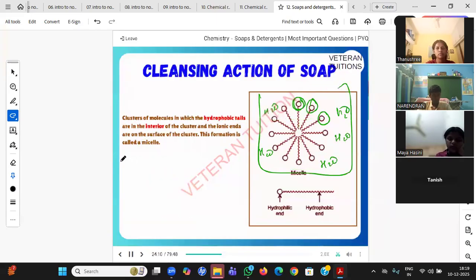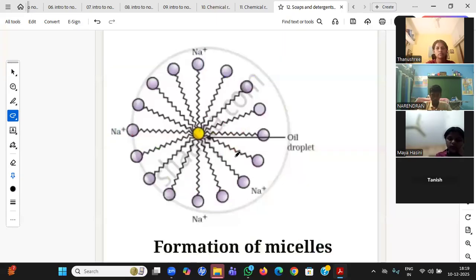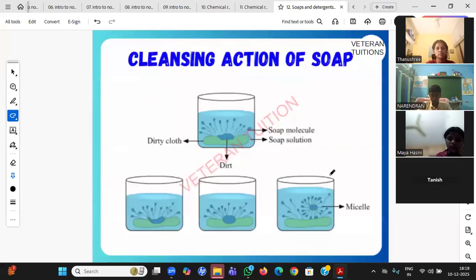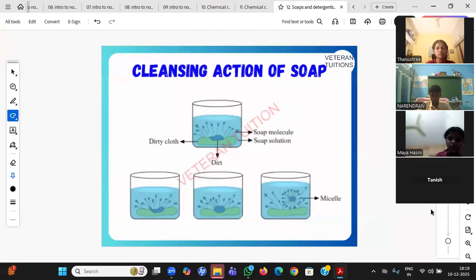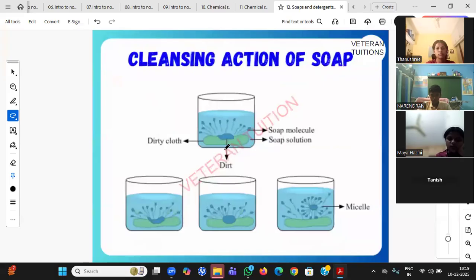Okay, so now, sir, why are we reading this? Because the question will be: explain the cleaning action of soap. You would say take a cloth which has dirt. And what is the dirt, student? Dirt will generally be oil or grease. Now, when you pour some soap water, what will happen? Micelle formation will take place.